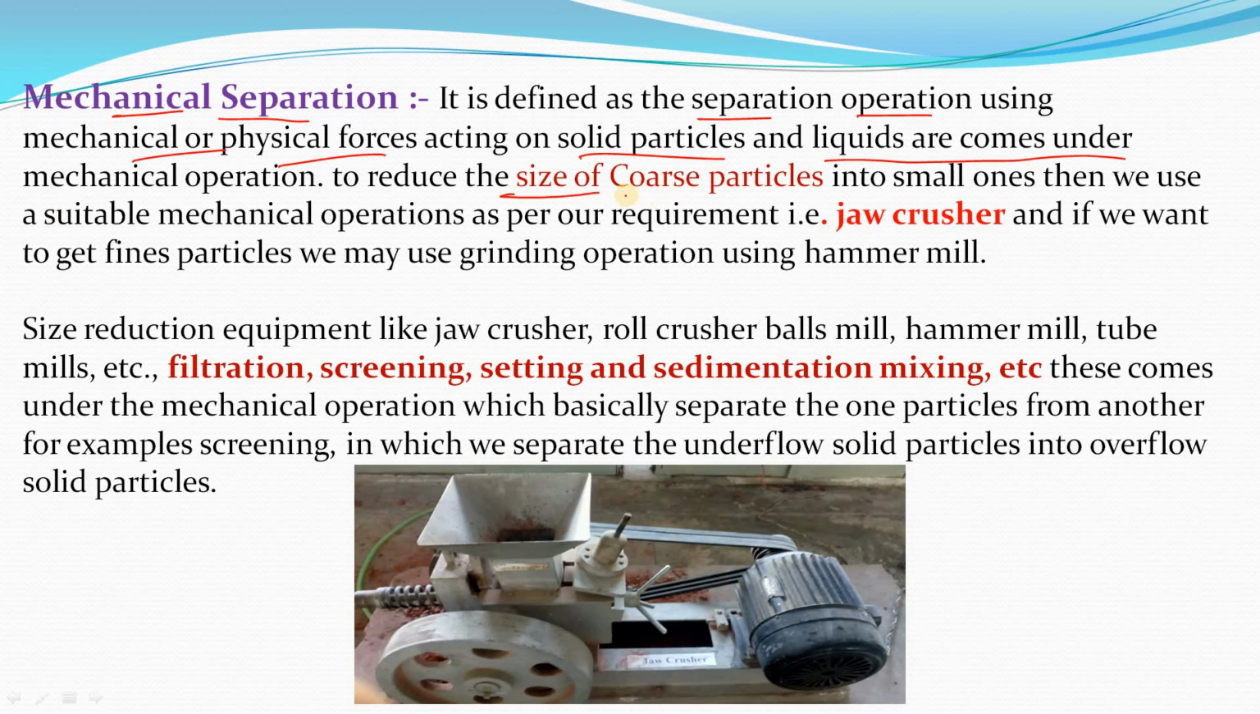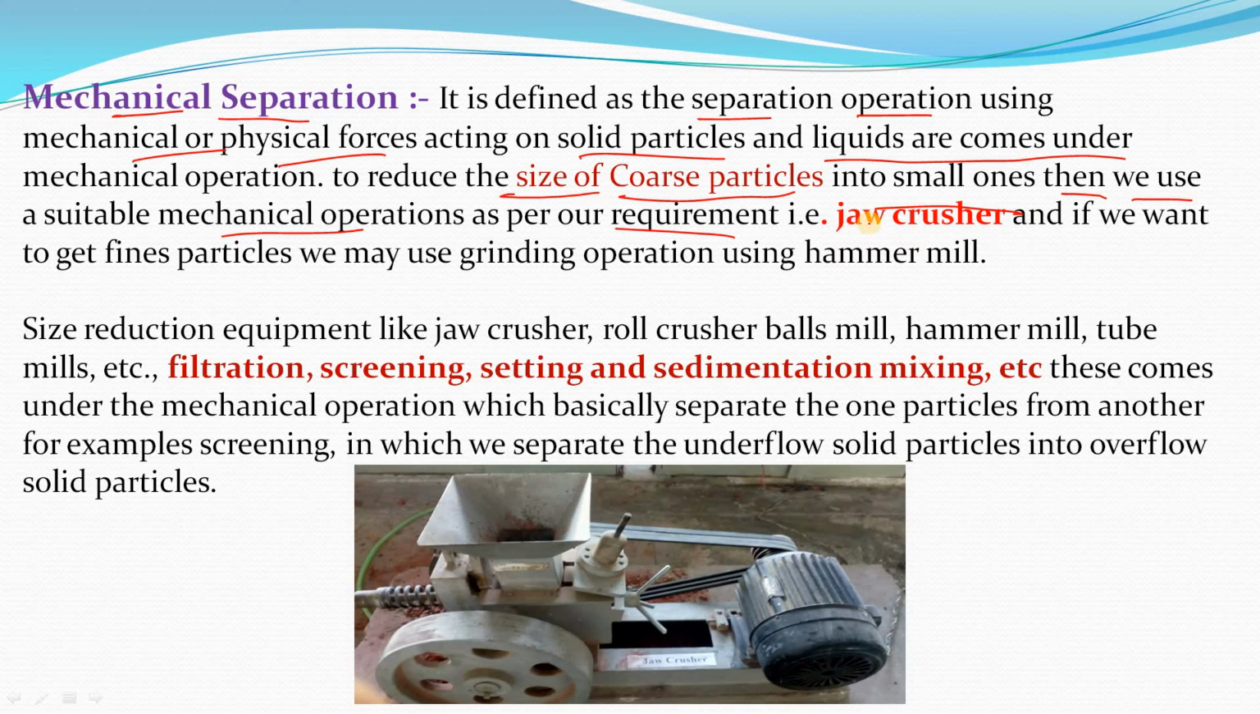To reduce the size of coarse particles into small ones, we use a suitable mechanical operation as per our requirement. This is an example of mechanical separation. Let's suppose you have ever seen a sugar cane machine. That's a roll crusher where we get the juice. This is an example of mechanical separation. The logic behind it: why do we do it? Because we want a liquid from the solid. What do we do? We use a roll crusher to get that liquid.